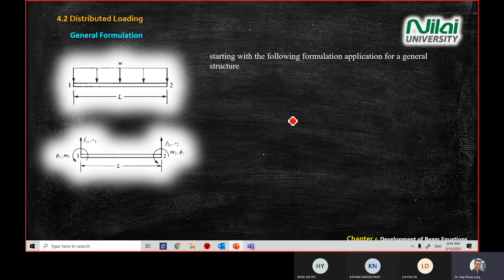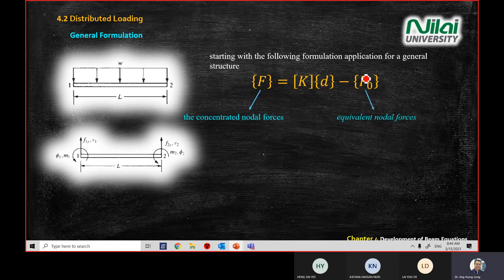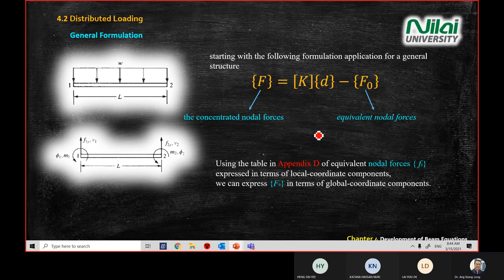All right, so we start with the general formulation. We will take force equal to KD minus the initial force for distributed load condition. So if you see the curly symbol, it means that we are looking at matrix form already. So force equal to KD minus F0 means initial force diagram dimension. Force equal to KD is the concentrated nodal forces, like what we learned previously. This is the equivalent nodal force. So we will use Appendix D of the equivalent nodal force F0 in our solution later on.